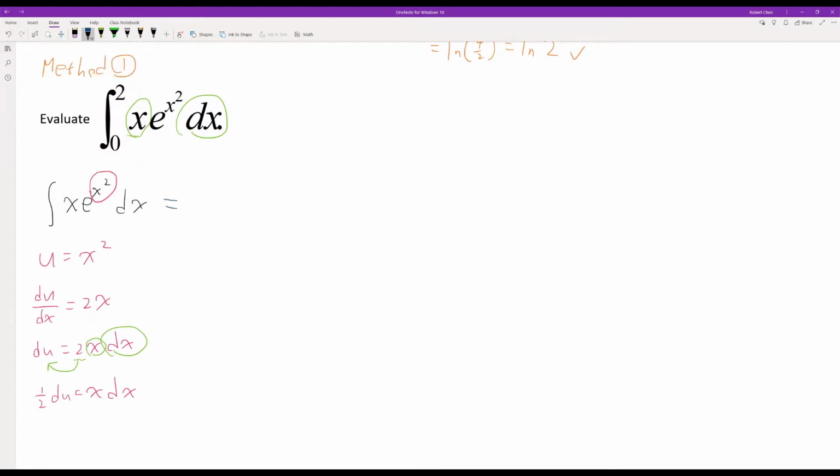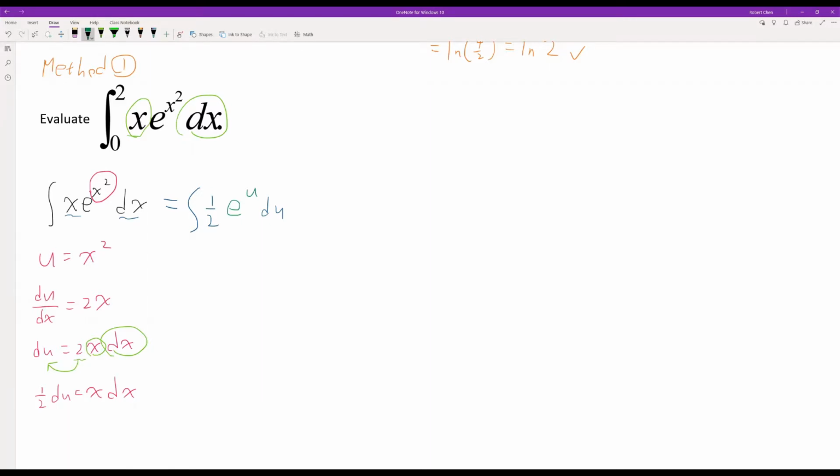So rewrite our indefinite integral as 1/2 du. Now the x and the dx are taken care of. Next, we just need to write out e to the power of x squared. Now x squared is in terms of u. One thing you can check when you're doing u sub is that after you do u sub, is there any x left?